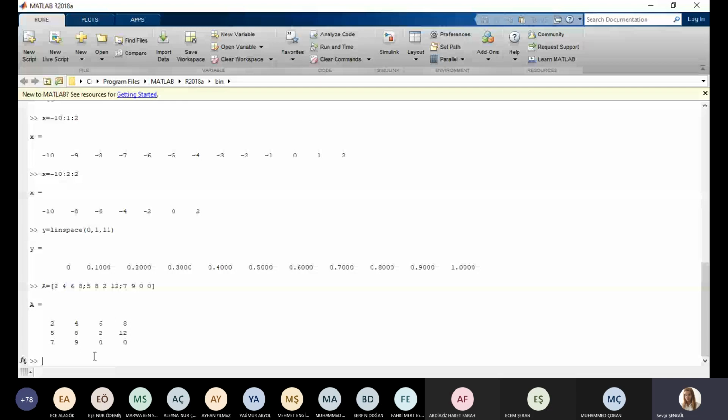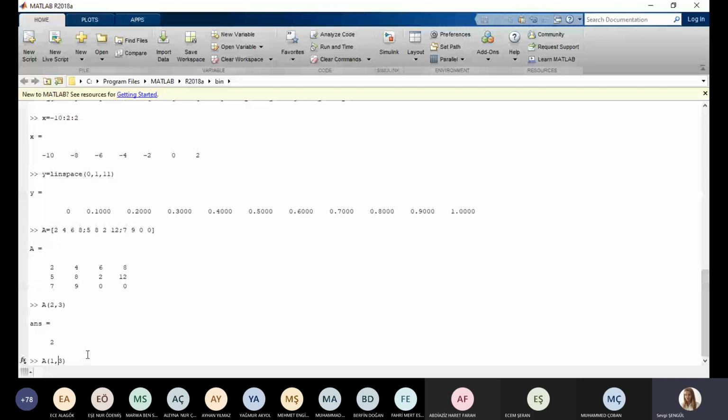And you can again call any entry. You can say second row, third column. Give me second row, third column. This is the entry 2. You can call, give me the first row, fourth entry. First row, fourth column. It's 8.